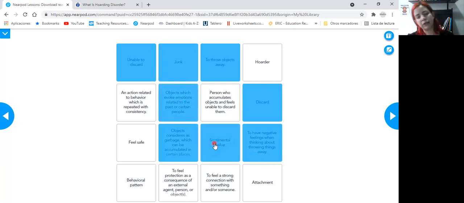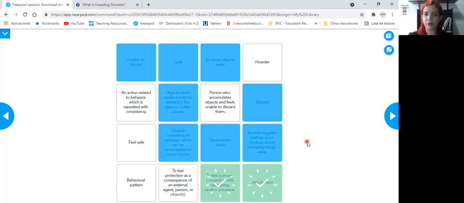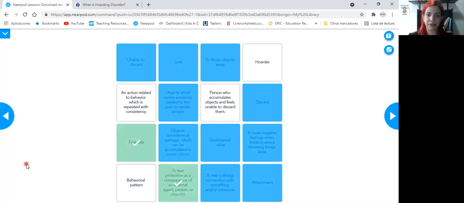And what is the difference then between sentimental value and attachment? Strong connection. Very good. Okay, so what is to feel safe? To feel protected. Very good. That is correct. Here we have it. Okay, we're narrowing our choices. We have two terms, two definitions.